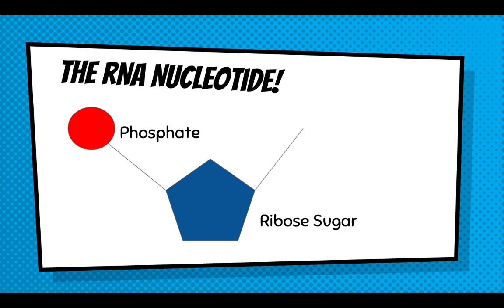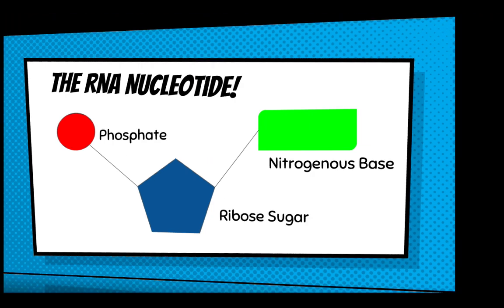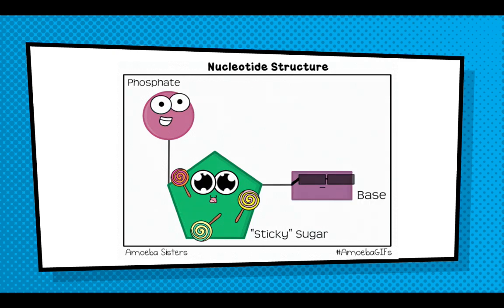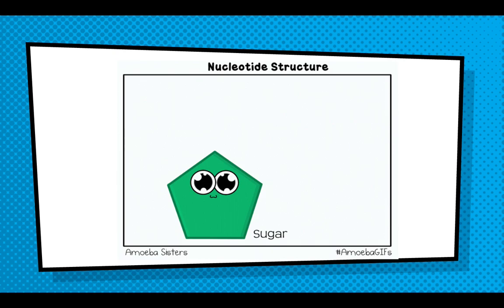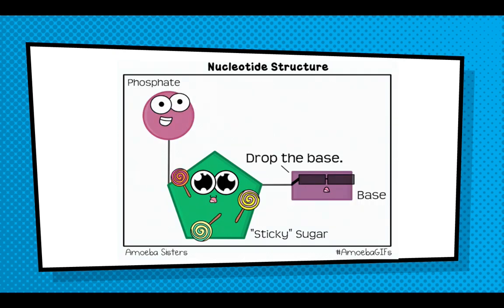And then the third component is nitrogenous base. Just like in DNA, it has the same exact nitrogenous base on its three-part nucleotide. So in general, a nucleotide is a sugar, a phosphate, and a base. The difference is, depending on the nucleotide, the sugar changes.